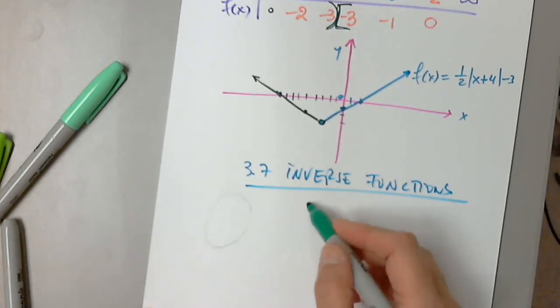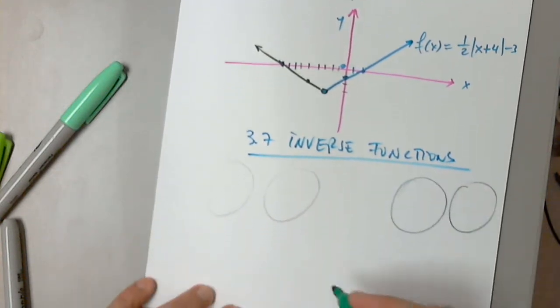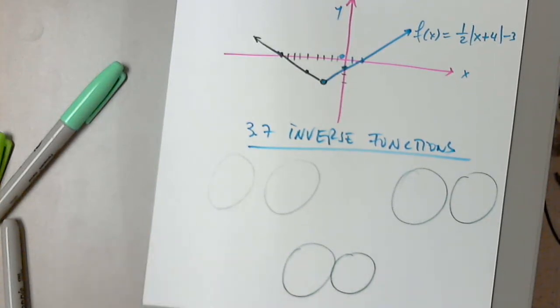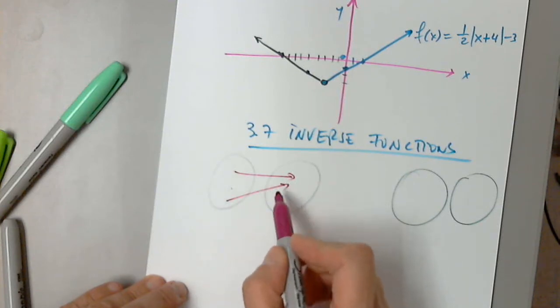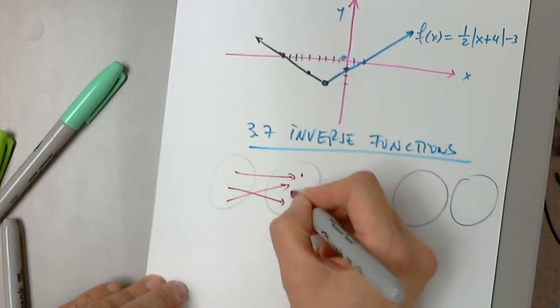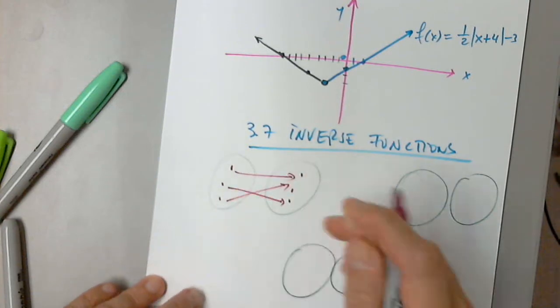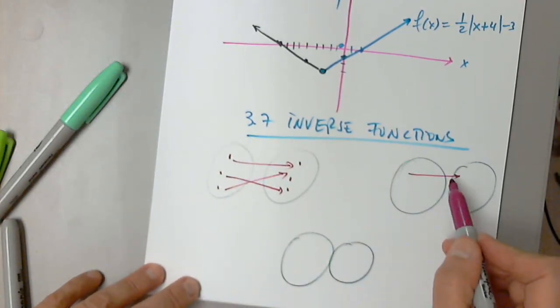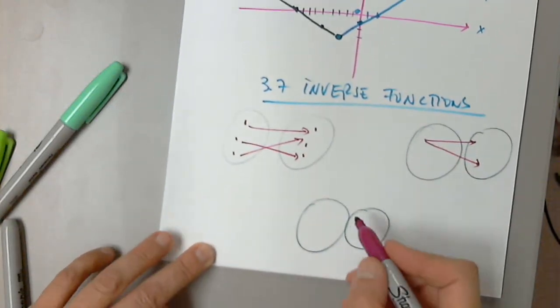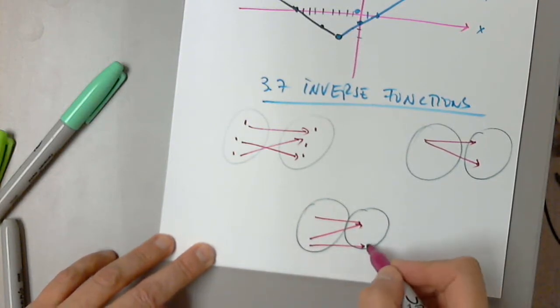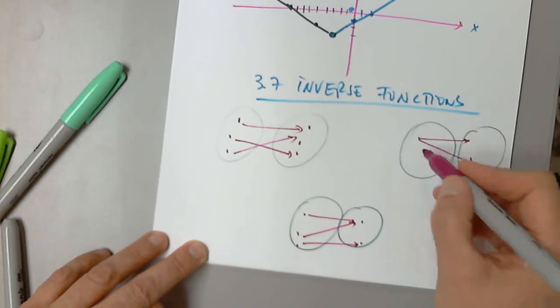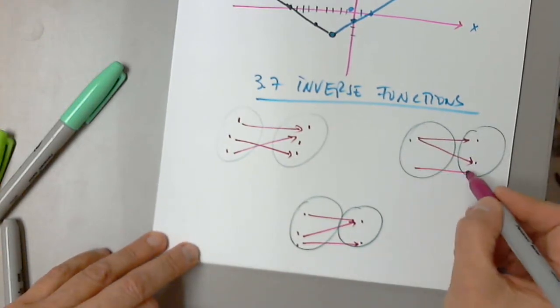When we started functions, we looked at 3 sets of bubbles. So here is one set. Here's another. And here's another. This is what we had a long time ago when we looked at functions.